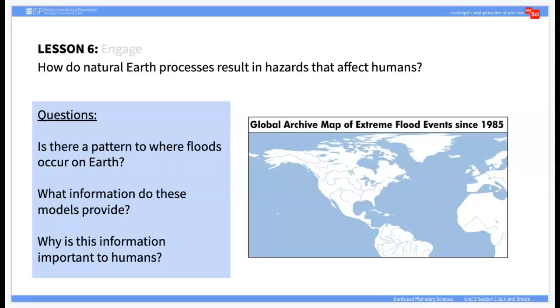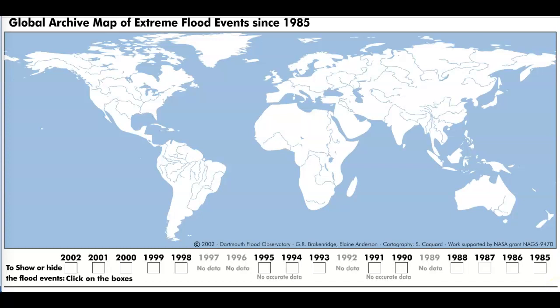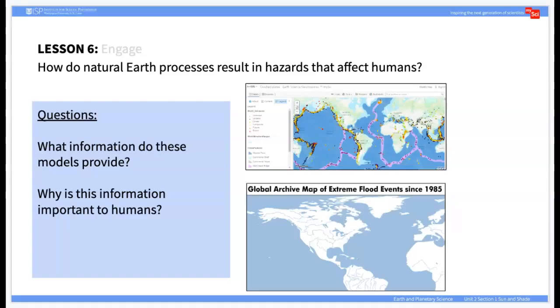Students will also observe an interactive map on extreme flood events. They will analyze the map for patterns in the location of floods on Earth between 1985 and 2002. They can click on the boxes to indicate where flooding occurred during a given year and compare this to other years. Each of these maps is considered a model.